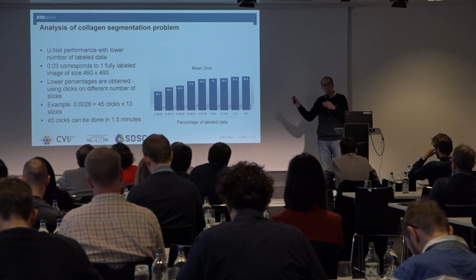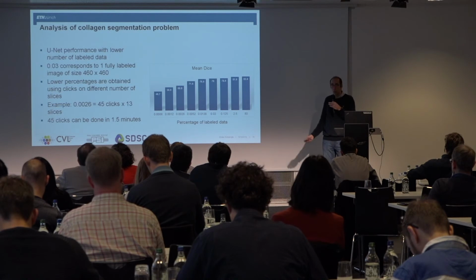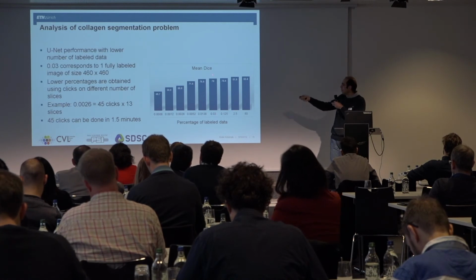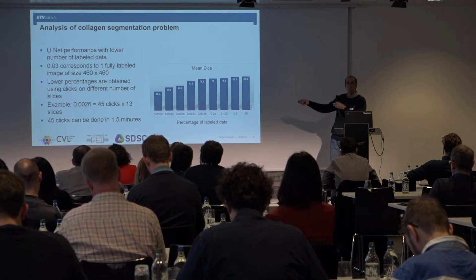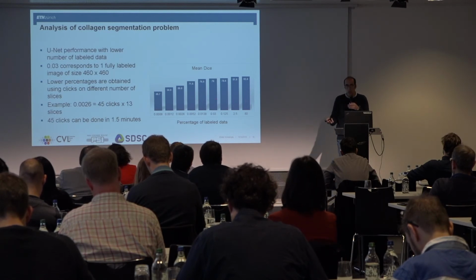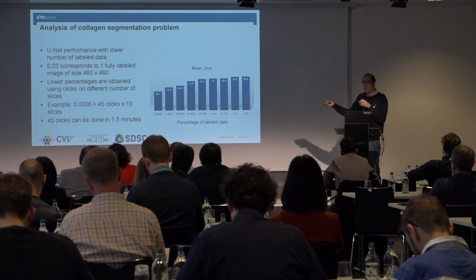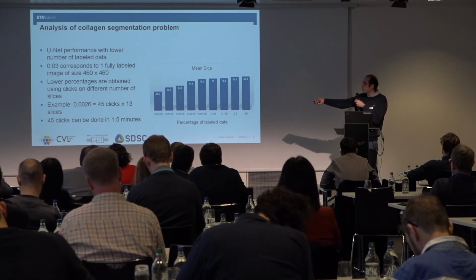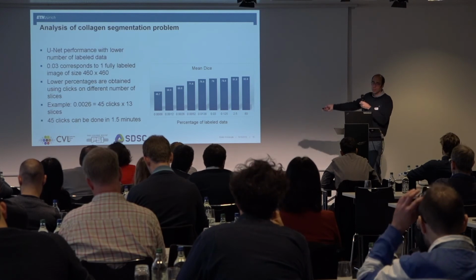So first of all, the U-Net is great. It's like neural networks actually do work. We could get really high segmentation accuracy even with only one labeled slice. Reducing the labels further down, we see that actually the accuracy is decreasing. So what we want is, we want to be able to label this much, but get this much accuracy.